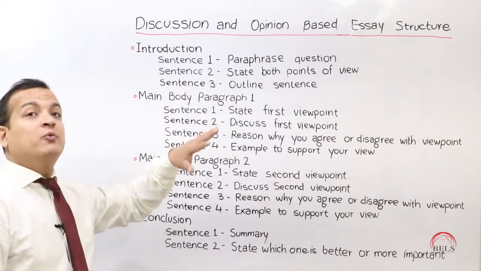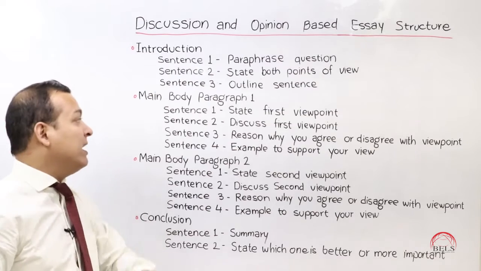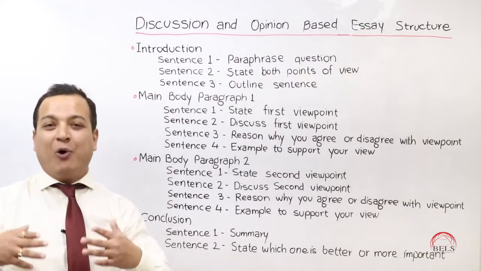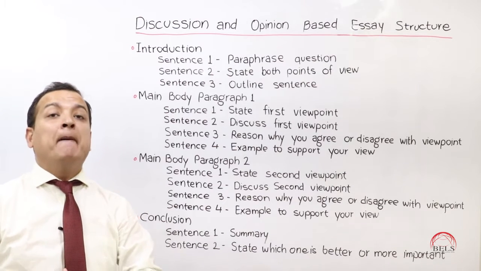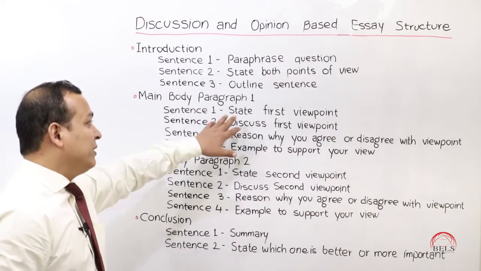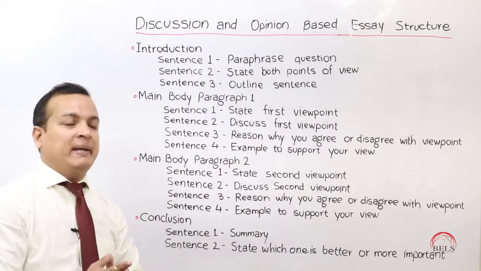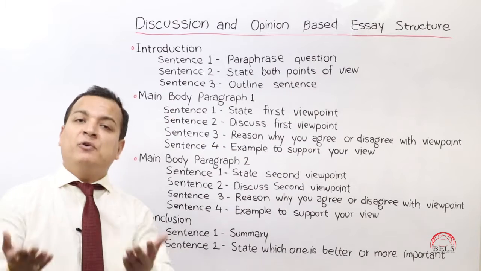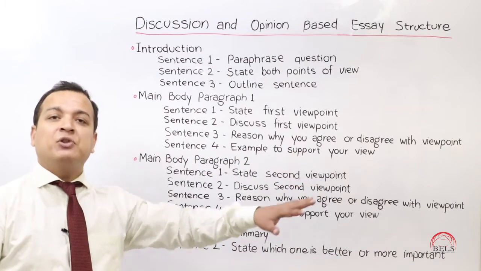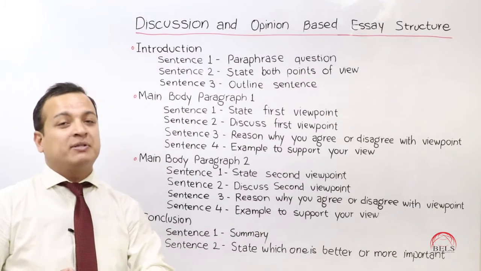Now you'll come to main body paragraph 1. You can start with "on the one hand." On the one hand means one side view of the people. Here you can state the first viewpoint, using the same PEE formula we have already discussed: point, explain, example. So you give the first point, what they say, one side view of the people. Then you discuss the same viewpoint in detail. Then you give a reason why you agree or disagree with the viewpoint. And then in sentence 4, you give an example to support it.